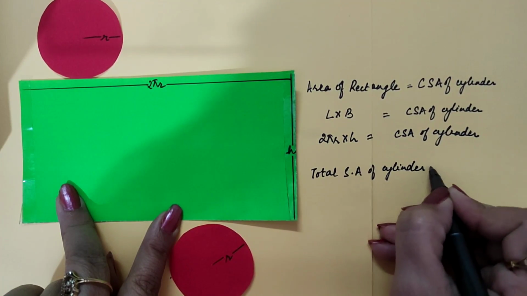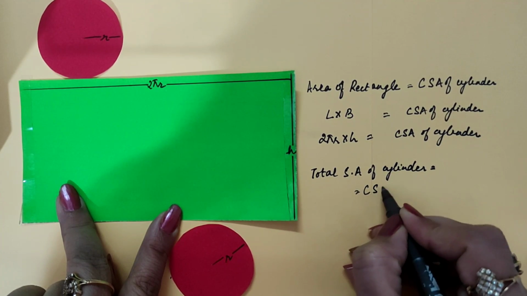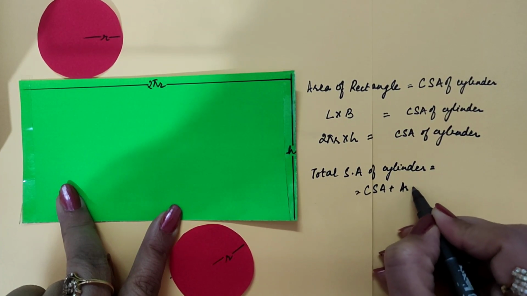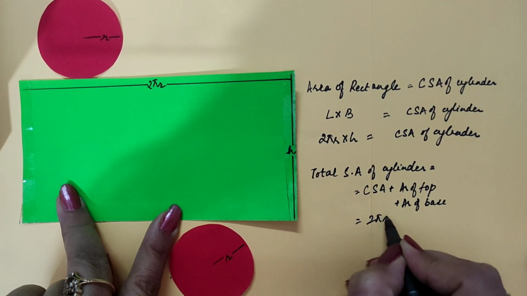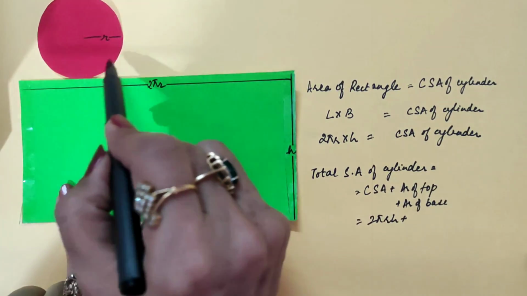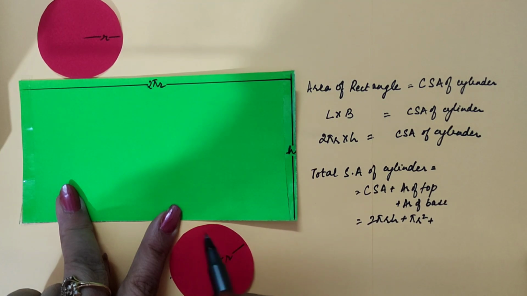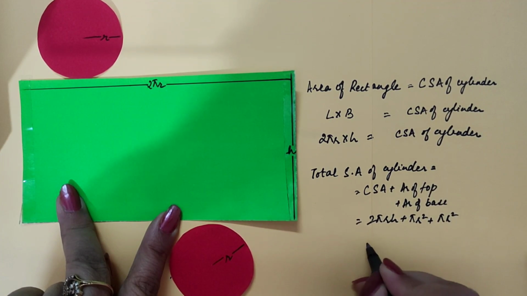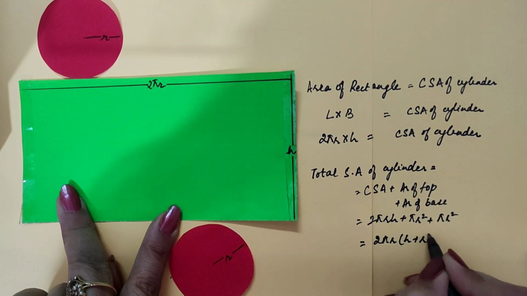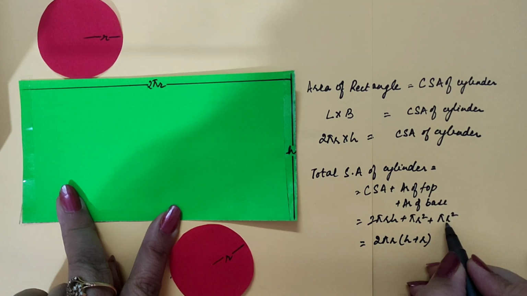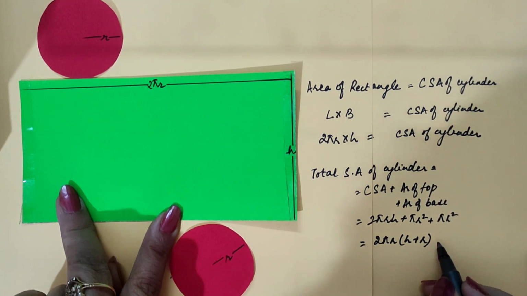Right, now let us find out the total surface area. The total surface area of the cylinder will be equal to the curved surface area plus area of top plus area of base, equal to 2 pi r h. What is the area of the top? The area of the top is the area of the circle, which is equal to pi r square. Similarly, the area of the base is again a circle, so it is again equal to pi r square. So the total surface area comes out to be 2 pi r h plus pi r square plus pi r square, which becomes 2 pi r square. So it is equal to 2 pi r (h plus r). That is the total surface area of the cylinder.